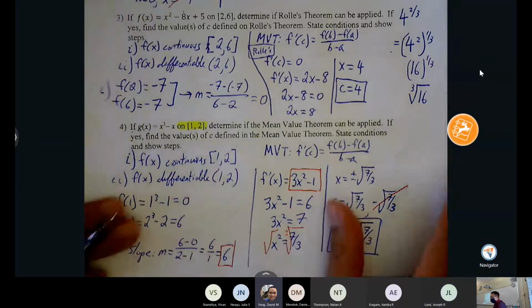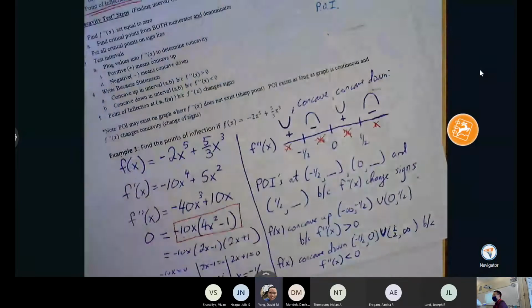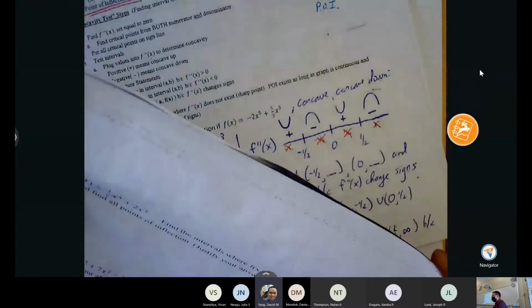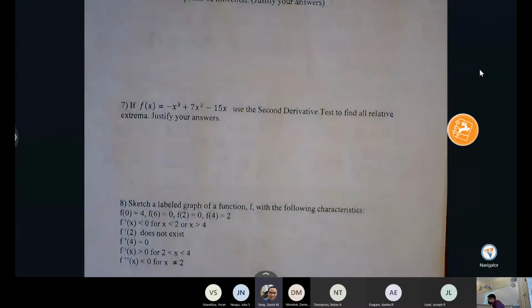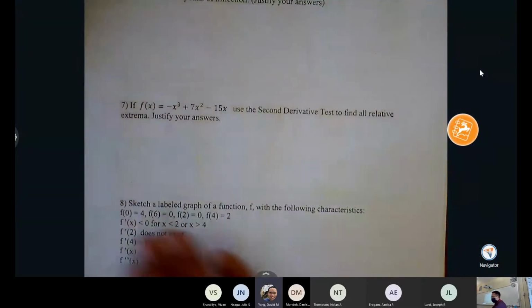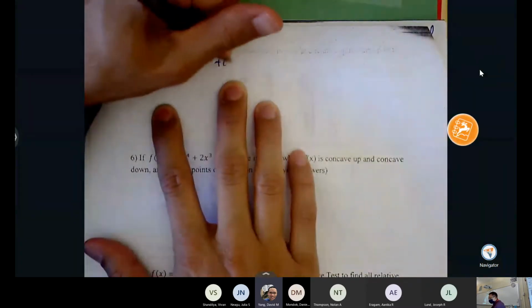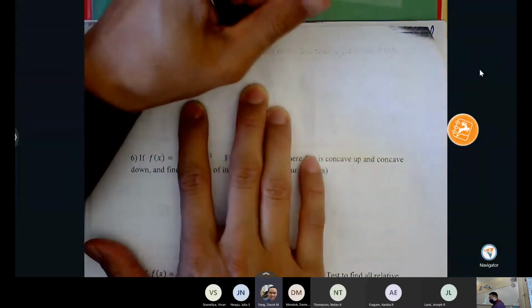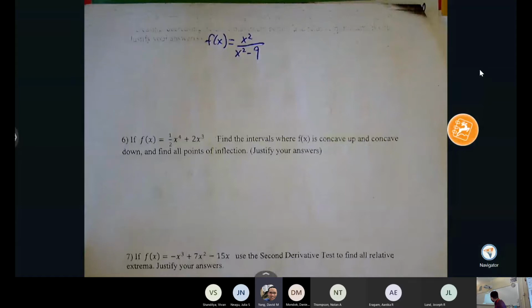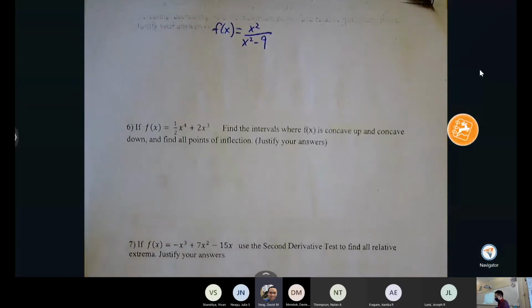All right, let's go to the back, number 5. My paper didn't show up very well here. So my function here is x squared over x squared minus 9. This problem says find relative max, relative min, increase, decrease. So this is the first derivative test.